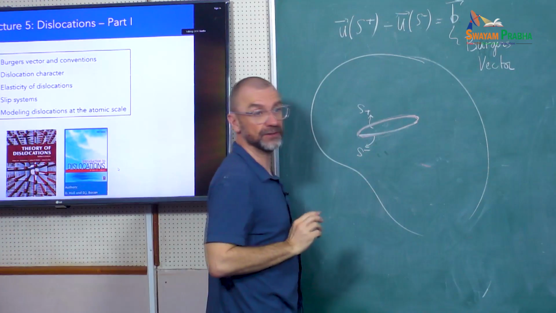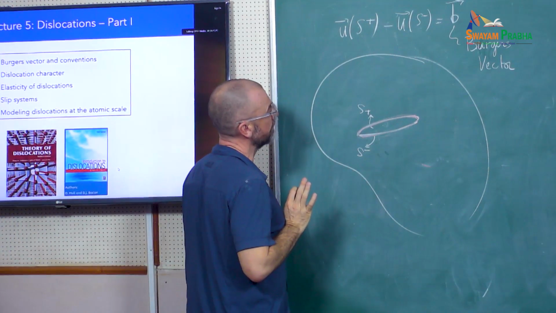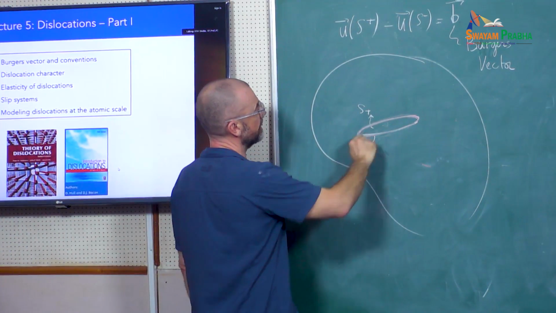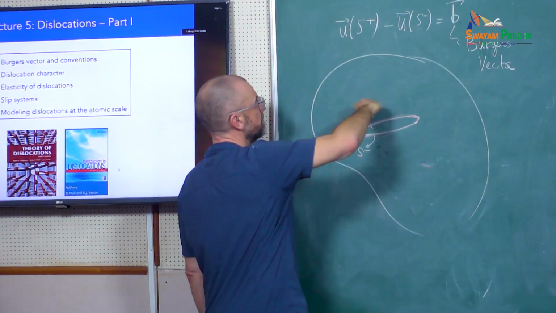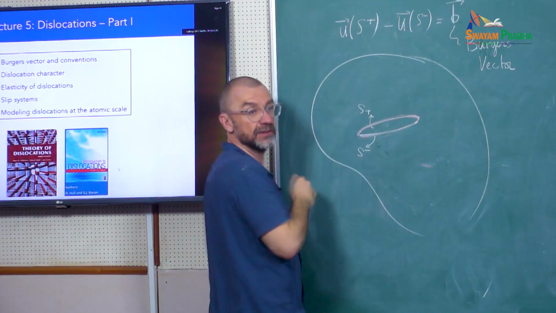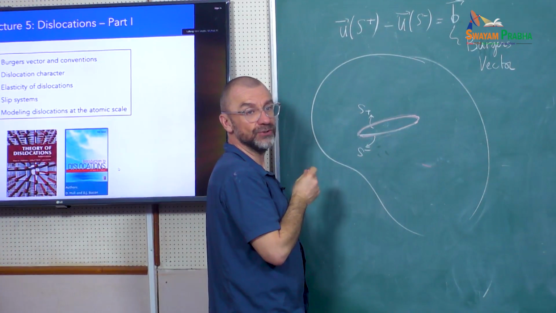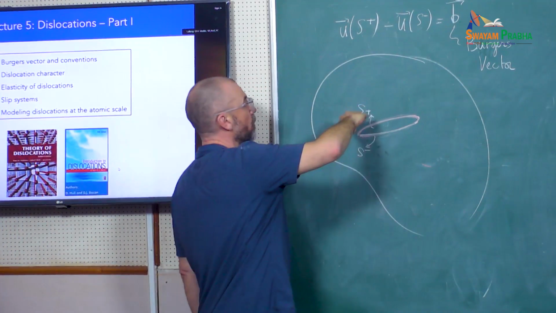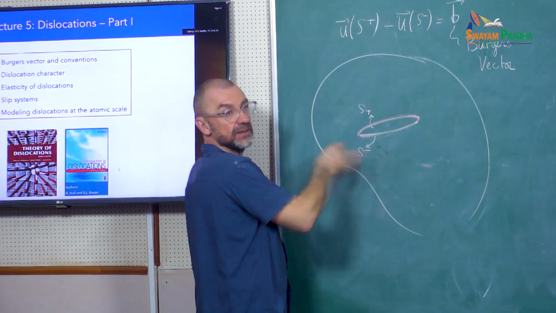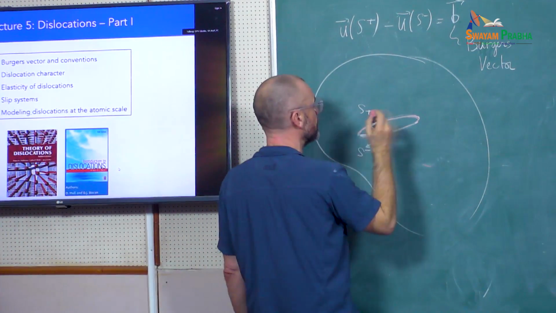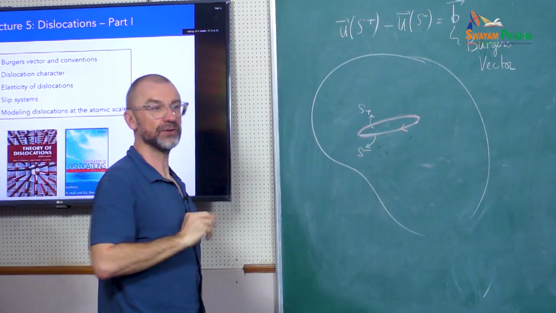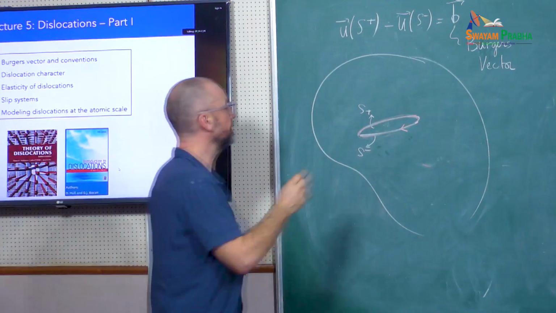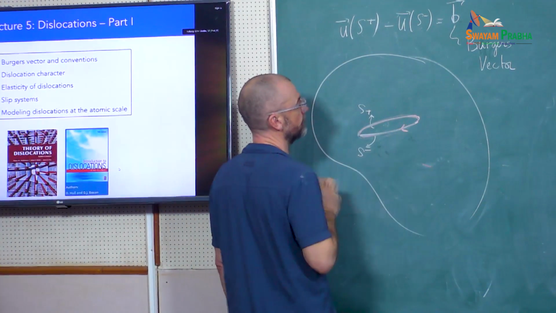a given vector. There's one question we haven't answered yet. I said this face is S plus and that face is S minus. Why not S minus here and S plus there? I could do that too. So I have to decide where the plus face and the minus face are. To do that, you need to give a direction for the dislocation, a sense, in that direction for example.